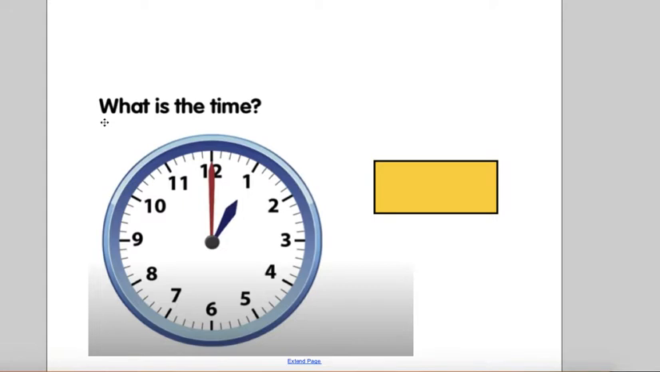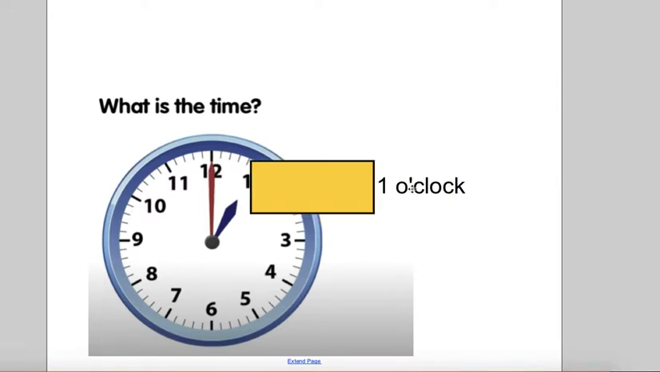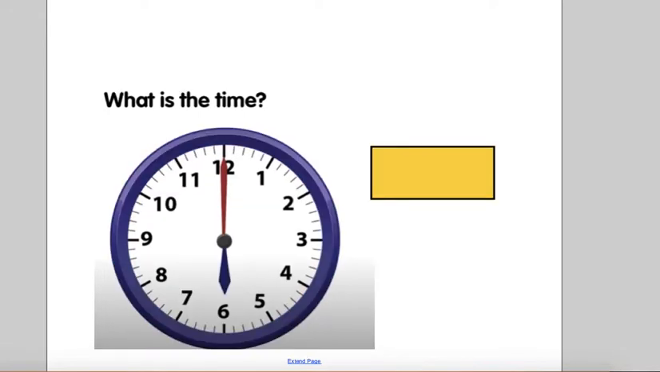Okay, so let's do some review. All right, here we're just gonna look at the hour time, just look at a few examples. So the short hand, the hour hand, is pointing to the 1, and the minute hand is on the 12. So whenever we have that, we say o'clock. So this is 1 o'clock.